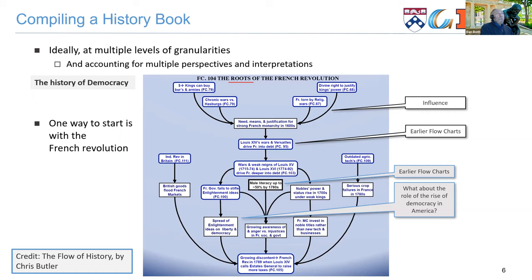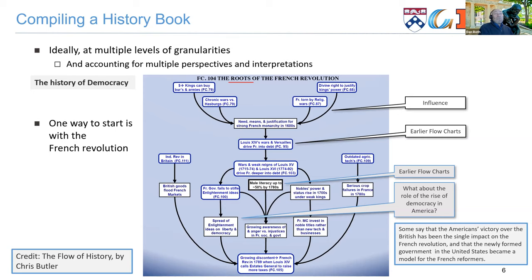In this flowchart, there is no mention of the role of the rise of democracy in America, which some might say actually had a huge role on the French Revolution. But it's missing from here, and that's another issue that we want to look at and study when we think about events, because you can see that multiple interpretations are possible.